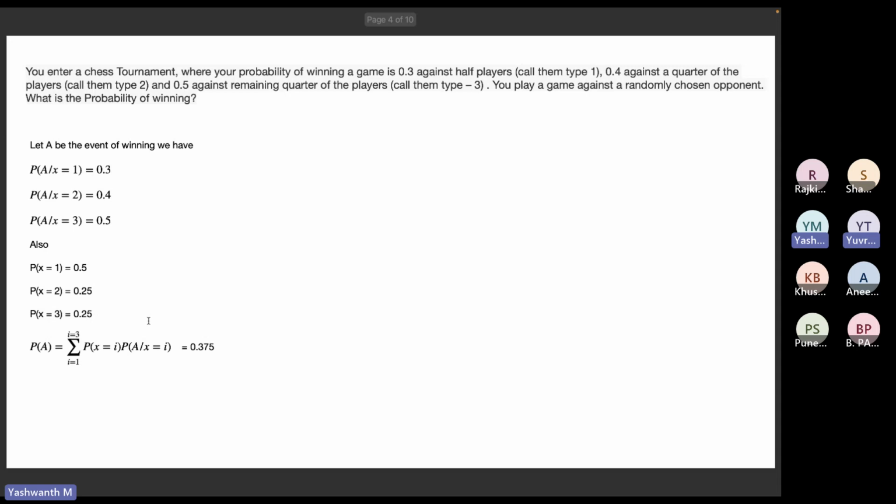Okay, so this is another problem. You enter a chess tournament where your probability of winning a game is 0.3 against half of the players, which I call type 1, and 0.4 against a quarter of the players, which I call type 2, and 0.5 against the remaining quarter, which I call type 3. You play a game against a randomly chosen opponent. What is the probability of winning?